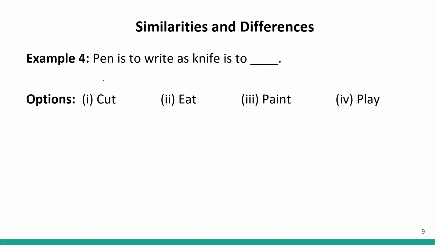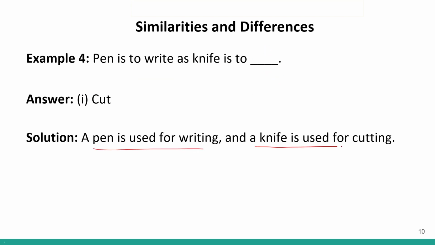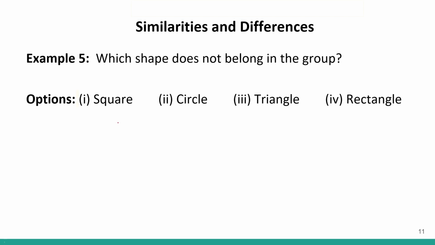Okay. Now, example number 4. Pen is to write as knife is to what? So you know that pen is used for writing or used to write. Similarly, knife is an object that is used to do what? It is used to cut. So our answer will be option number 1, cut. Clear? So a pen is used for writing. Similarly, a knife is used for cutting. Hence, option number 1, cut, is our answer.